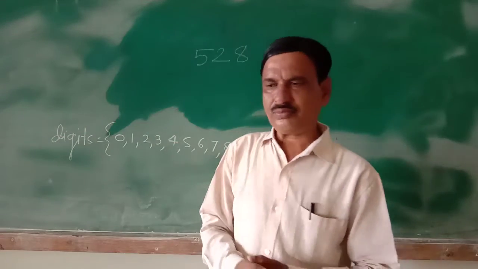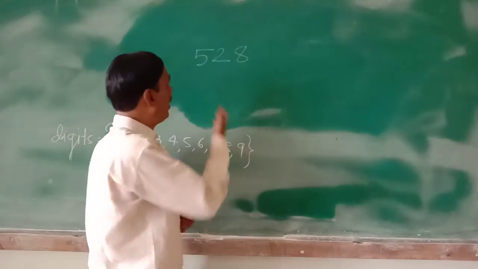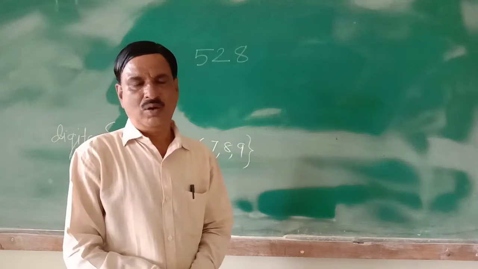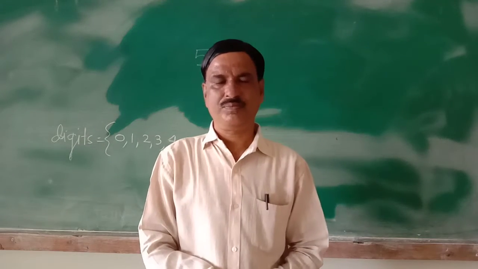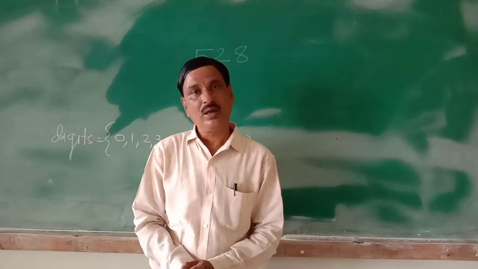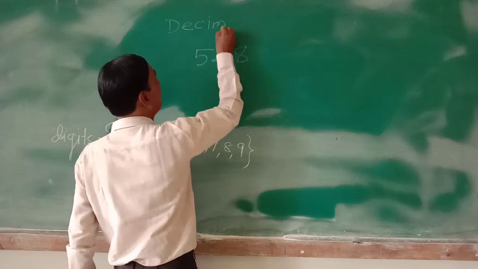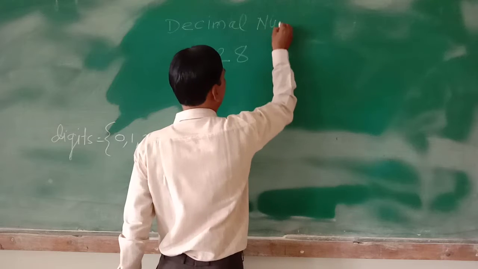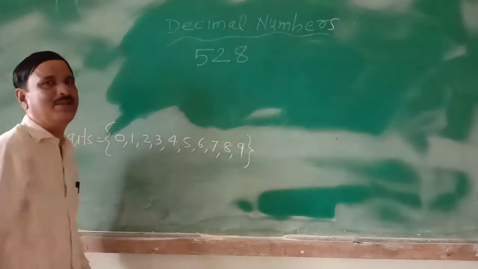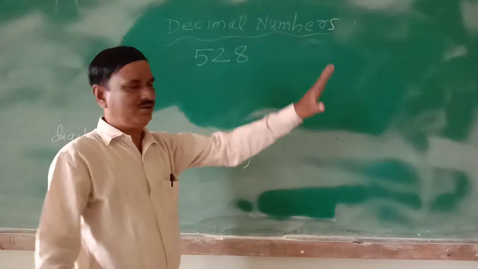Now since the last 2-3 minutes we are calling it a decimal number. Our chapter is number systems. So among various number systems we are going to study, the very first number system that we are studying is the decimal number system. We can say decimal number system or decimal numbers.